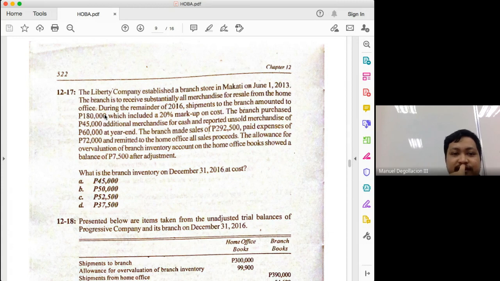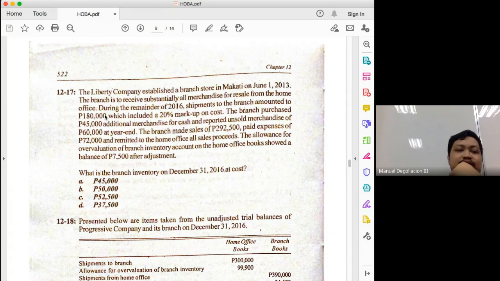If you go over the problem, it tells us that the branch reported unsold merchandise of 60,000 at year end. This means that the ending inventory of the branch, the inventory of the branch at the end of the period, is 60,000. But again, our answer is not the 60,000 because that is still based on the billed price given by the home office. And all we have to do is to remove the markup. So how much then is the markup on the ending inventory of the branch?